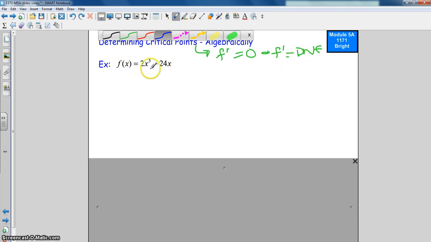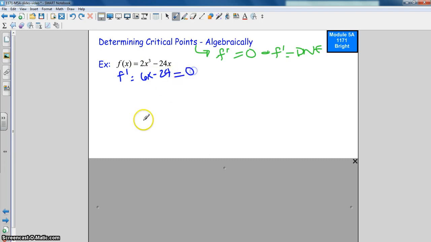So let's go ahead and work with this first one. I have the function. Let's determine its derivative. First derivative, just by the power rule, I get 6x squared minus 24. And to find the critical numbers, I'm going to set this equal to 0. The first derivative is a polynomial, so it exists everywhere. So this second condition, I can't actually do anything with.